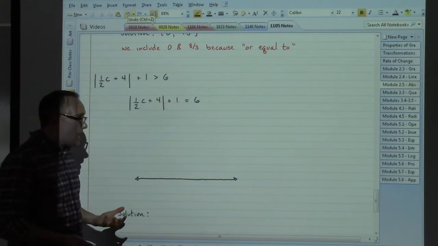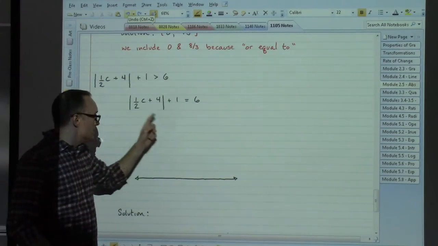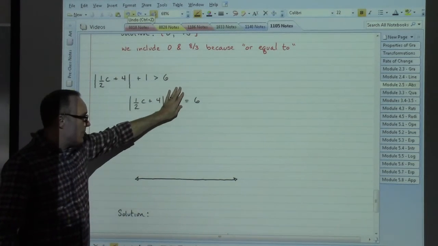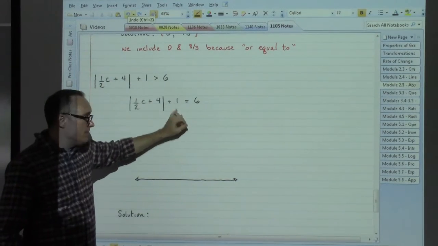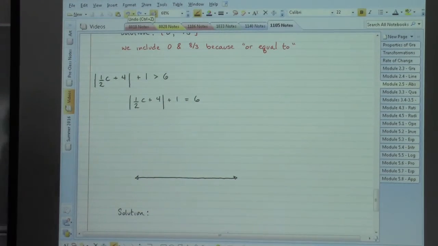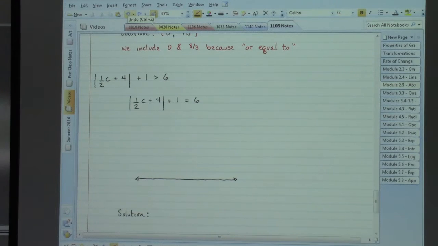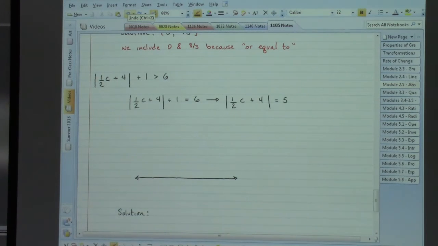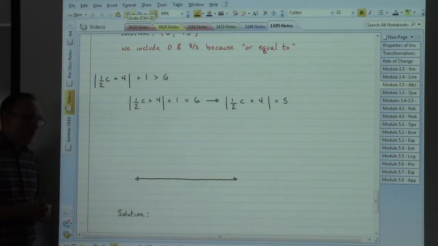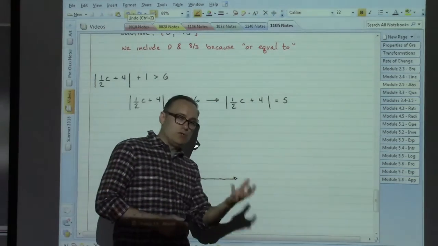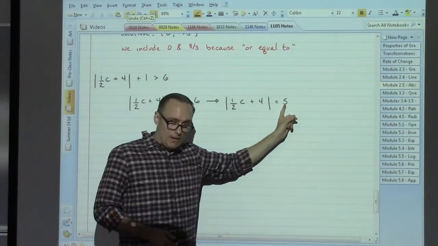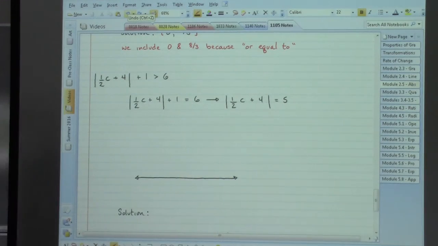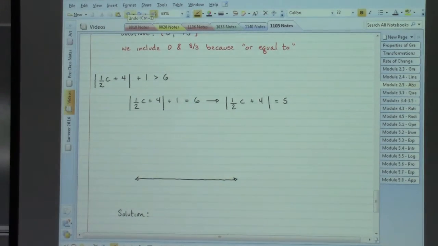And part of that first step is to solve that equation. So we can solve that starting with getting the absolute value by itself. So get rid of the plus 1 by subtracting 1 on both sides. Now that the absolute value is by itself, we want to break this up into the two different equations. The first one, the absolute value is equal to the positive 5. And we have an equation that we can solve there.